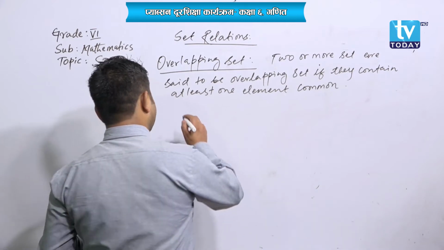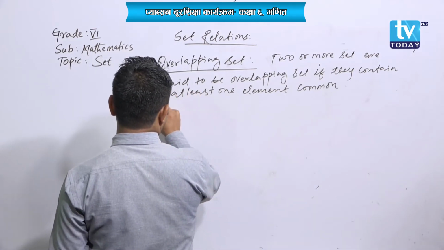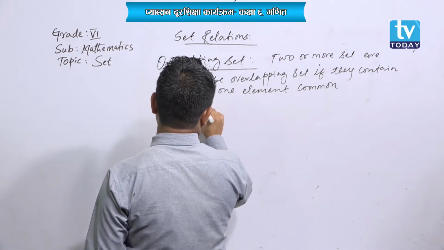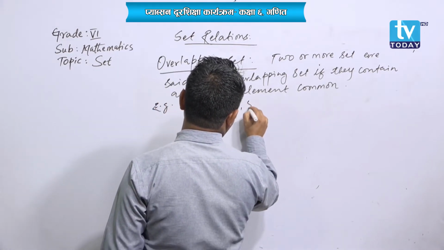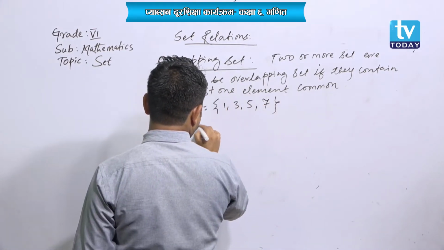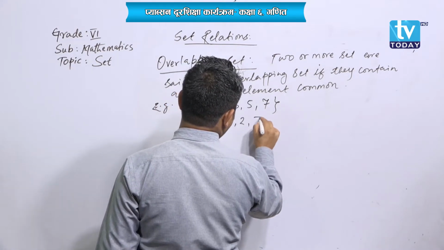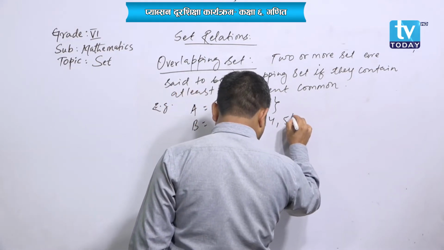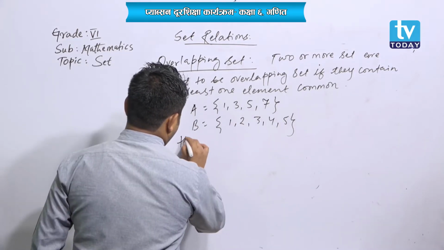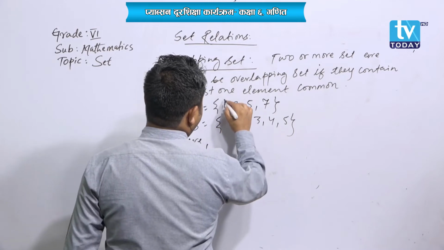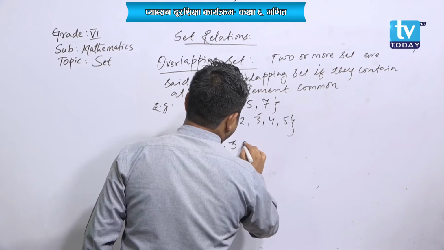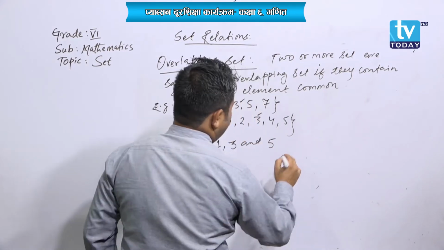Let me write an example so it will be clear for you. Example, suppose A is 1, 3, 5, 7 and B is 1, 2, 3, 4, 5. You can check here the elements 1, 3 and 5 are common.